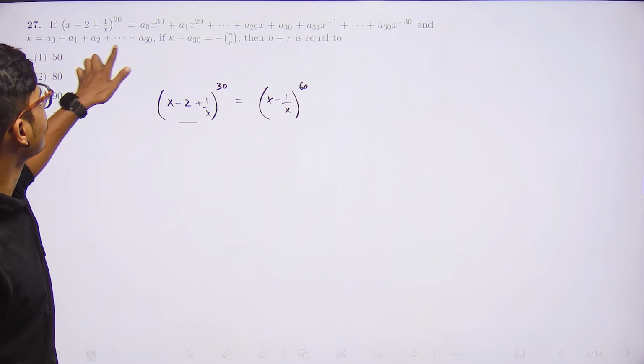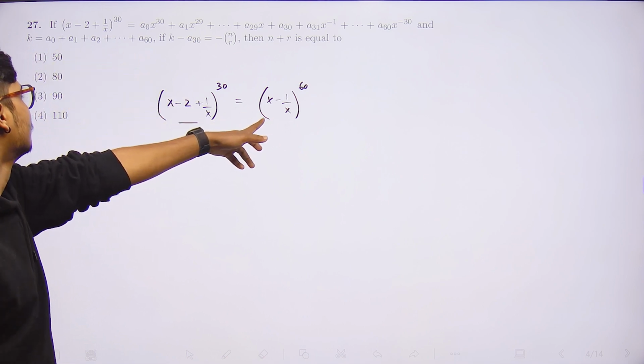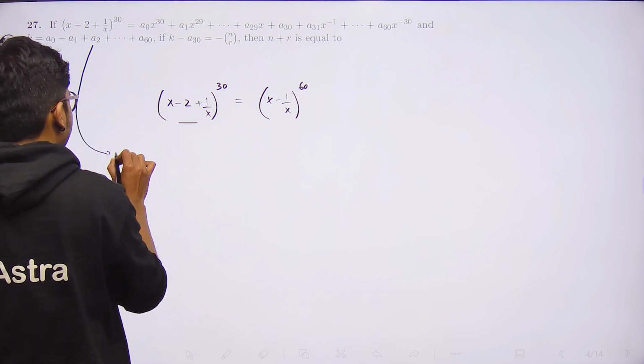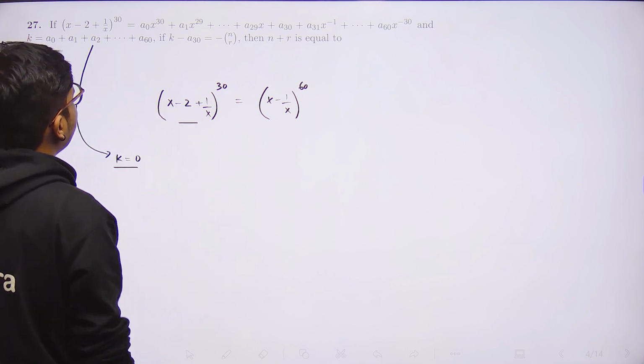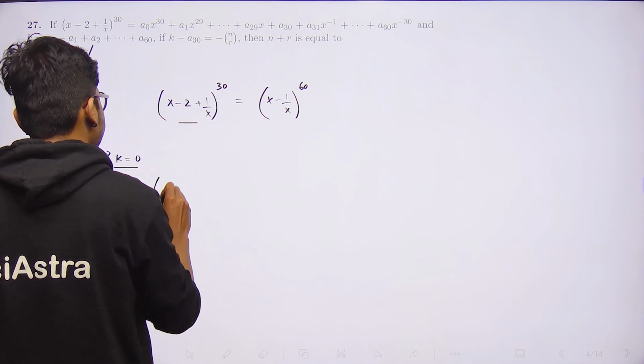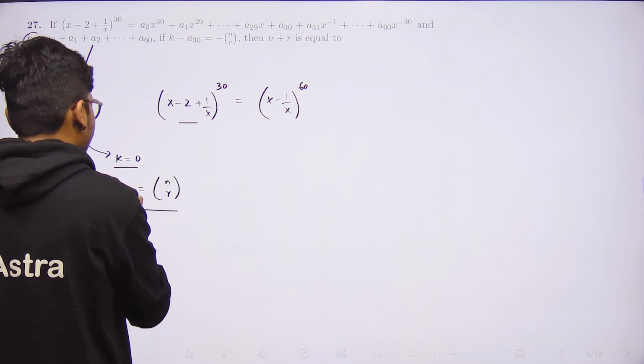Now what is the value of k? K is basically sum of the coefficients of this, right? This expansion. तो वो कैसे निकलेगा? Just put x equal to 1. So you can say that k has to be 0, right? तो if k is equal to 0, then A30 is basically just NCR, right? So हमें बस A30 निकालना है, that's it.